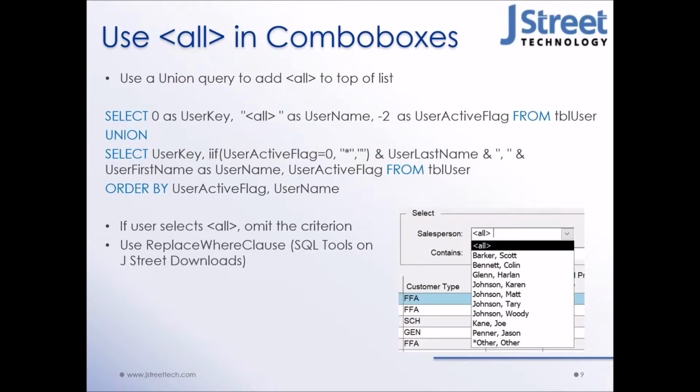I believe you, yeah. So what you do is when the user selects the special record, which is all, then what you do is you replace the where clause that you want to use with nothing. In other words, if they select all, you snip out the where clause.